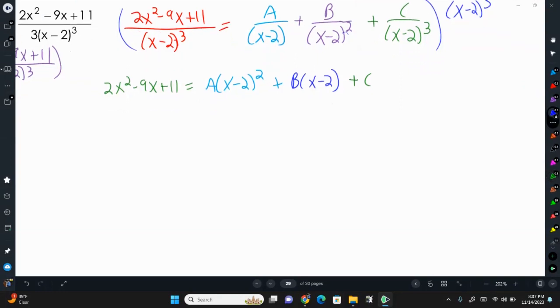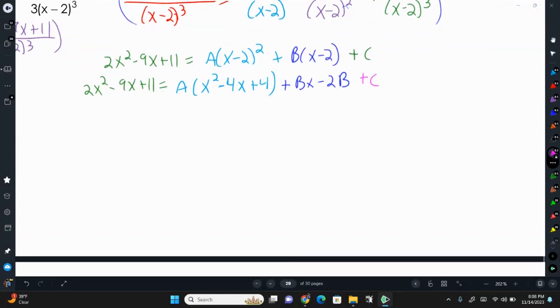So then we will simplify. We have 2x squared minus 9x plus 11 equals, well, x minus 2 squared, if we use our shortcut, FOILs out to x squared minus 4x plus 4, plus Bx minus 2B plus C. All right, so then 2x squared minus 9x plus 11 equals Ax squared minus 4Ax plus 4A plus Bx minus 2B plus C.